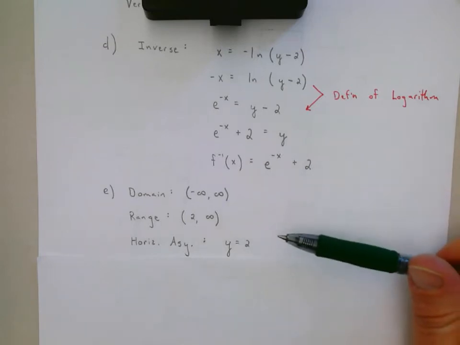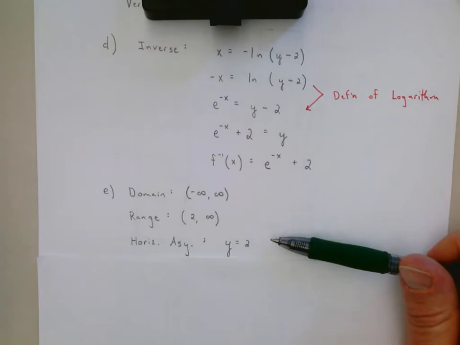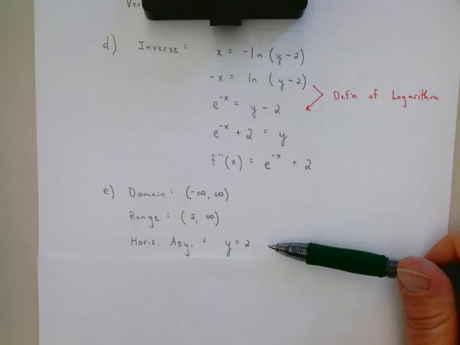And finally, we had stated that the logarithmic function had a vertical asymptote at x equals 2, then it makes sense that the inverse has to have a horizontal asymptote at y equals 2.